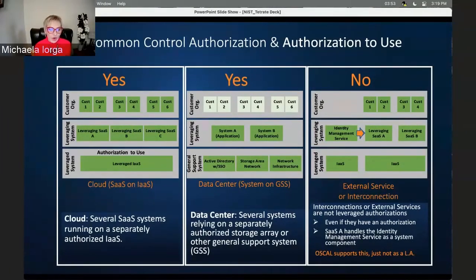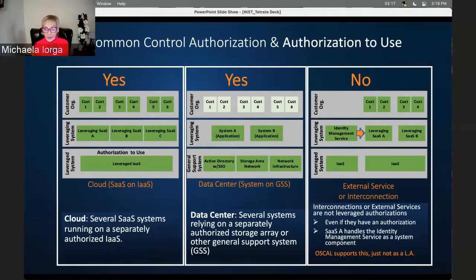Many practitioners often refer to the infrastructure as a service ATO as the leveraged authorization, used for issuing this authorization to use. Similarly, the SaaS system is often referred to as the leveraging system, and while it's undergoing the authorization to operate, it will inherit controls from the leveraged system that's been previously authorized.